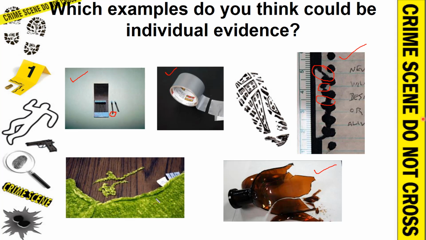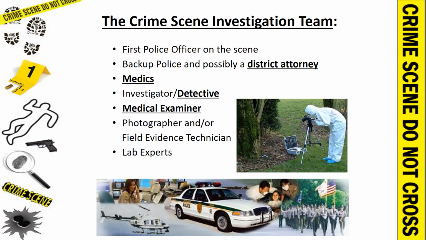So now that we've talked about the types of evidence, direct, circumstantial, physical, biological, class, and individual, let's go on to the crime scene team themselves.